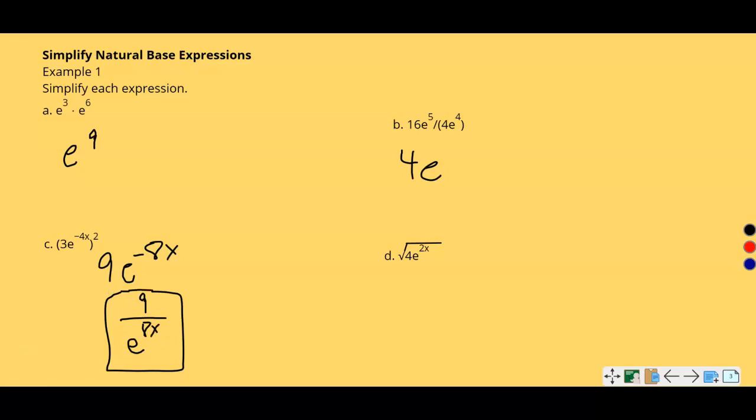Part D says the square root of 4e^(2x). So remember the square root is equivalent to something to the 1/2 power. So we can raise all of this to the 1/2 power. So the square root of 4 is just 2. And then we've got e^(2x) to the 1/2 power. So we already did 4 to the 1/2 power, which is 2. And then we have 2x to the 1/2 power. So half of 2 is 1. So we're going to have 2e^x.